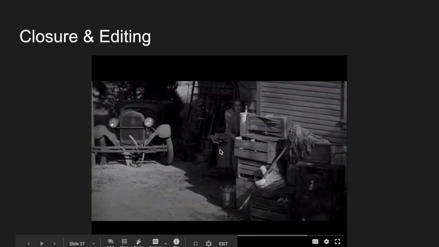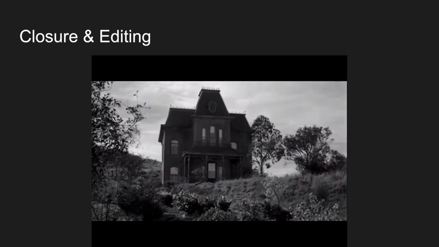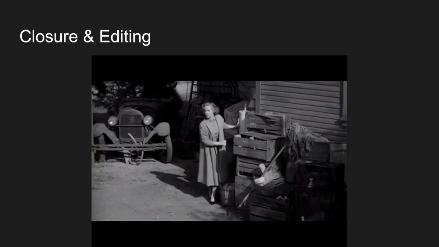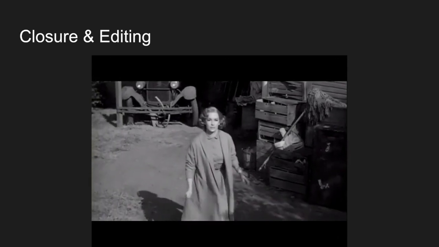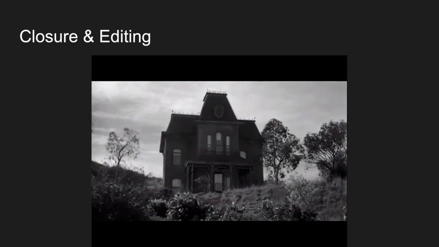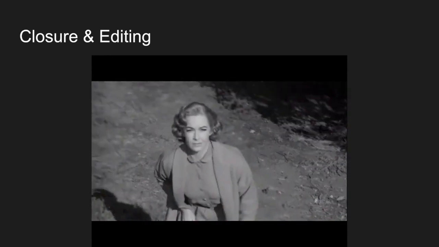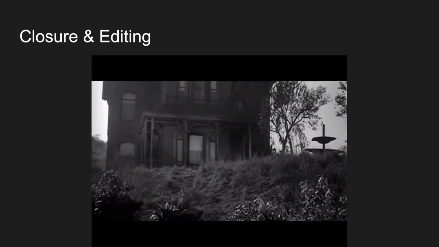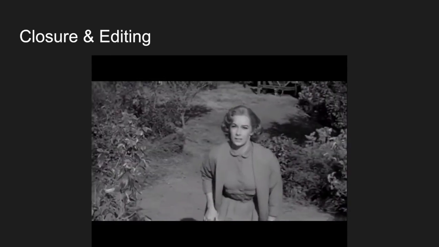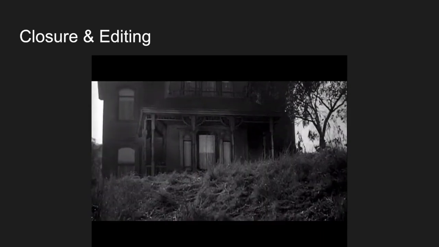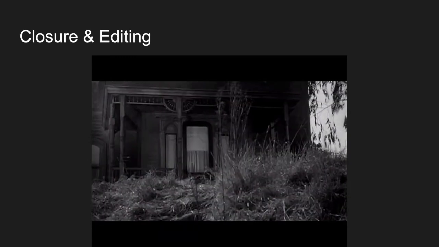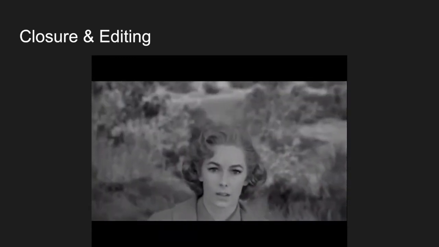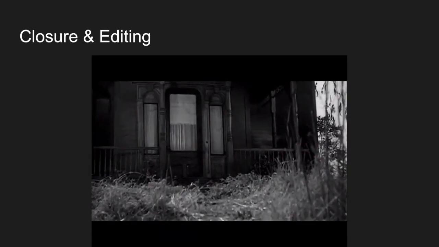Here's another example of closure from the film Psycho. And I'm not going to give too much away about the film, or tell you where this takes place, but we have a character here who seems to be very cautious in approaching this house. What's the closure here? Well, it's happening in these instances when the film cuts between the shot of our character looking to the shot of the house.